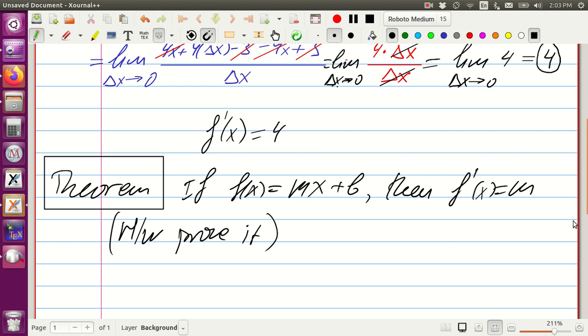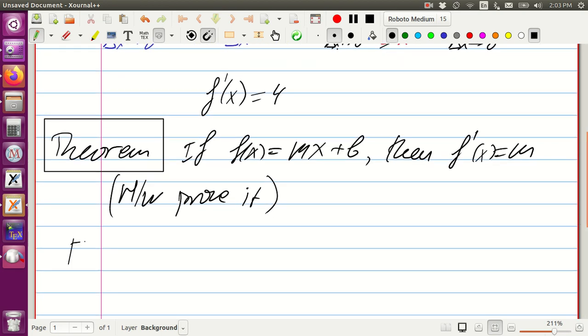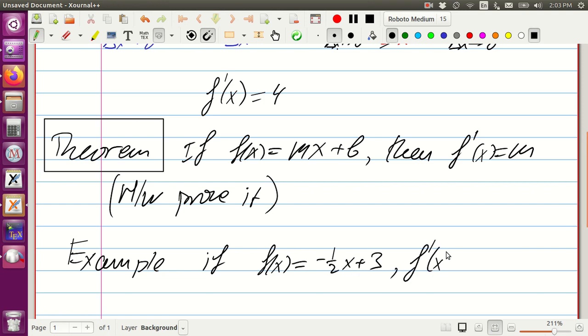But in simple words, it tells you if you have f of x equal to -1/2 x plus 3, f prime of x is equal to -1/2. So you take the slope, and that's your derivative. So we don't really need to evaluate it through the definition one more time.